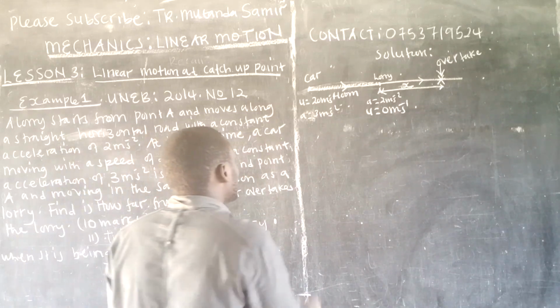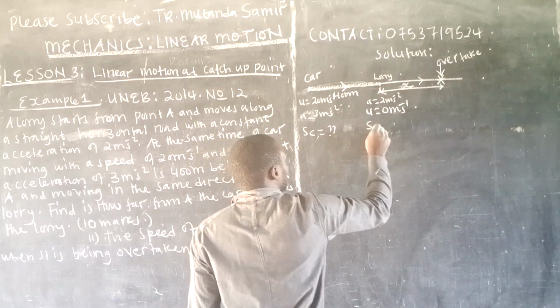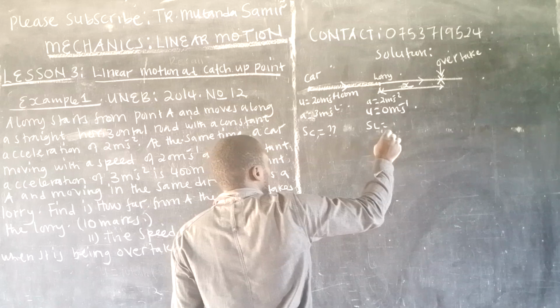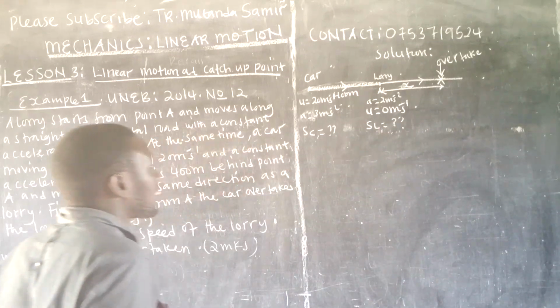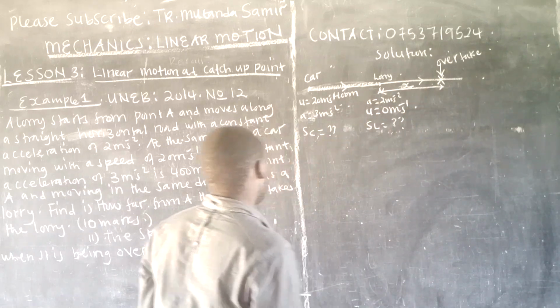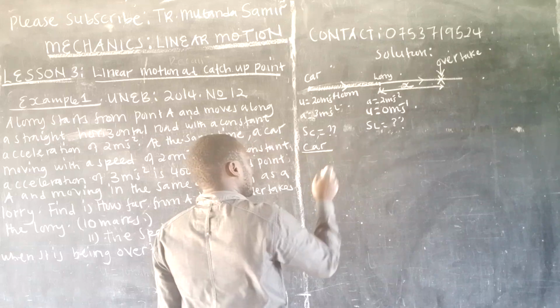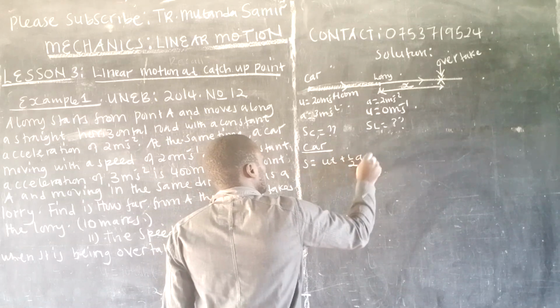Now we shall need to see the displacement covered by the car and the displacement covered by the lorry. SL means distance covered by the lorry, SC means distance covered by the car. We don't know those. The distance from here up to here is x, as I've explained. First, let's start with the car, from S is equal to ut plus a half at squared.